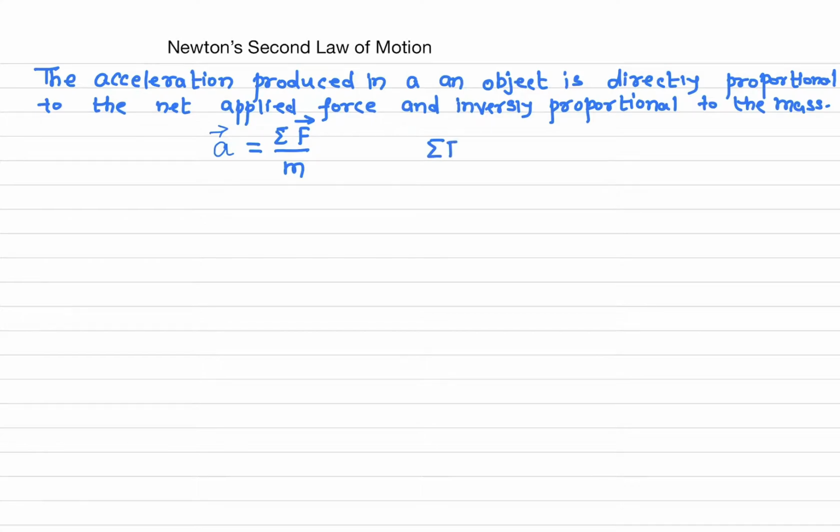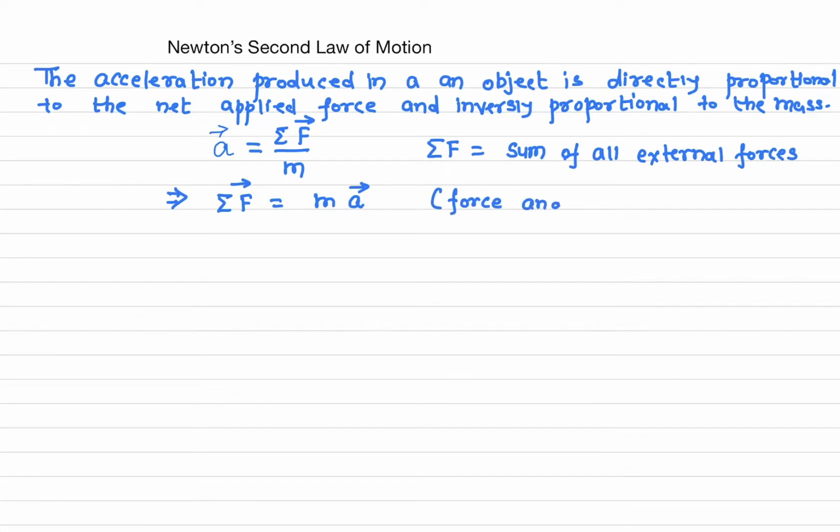So the summation F stands for the net, or the sum of all external forces, and M is the mass. From this equation, we can write that the net force, F, is equal to mass times acceleration. Here, force is a vector quantity. That means the force and acceleration are always in the same direction.